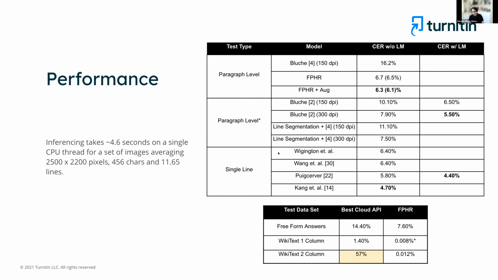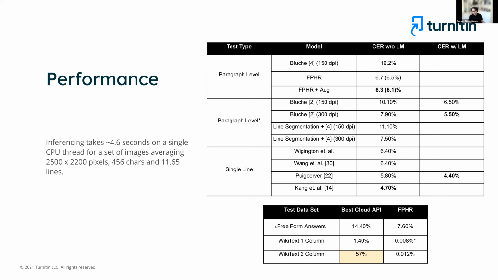And then these are results of single line recognizers, which require images with a single line segmented. So here, as I mentioned before, Kang et al. Theirs is 4.7%, and this is really without a language model, and that's, I think, pretty impressive. I just don't know if that generalizes to different data sets.